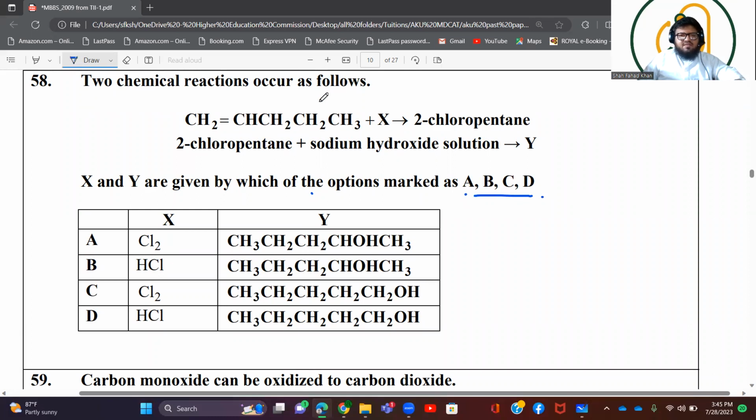X is right here reacting with this molecule to form 2-chloropentane. 2-chloropentane would mean that chlorine is on the second carbon. So chlorine and the rest of it, just hydrogen has been added here. So these are three hydrogens here. So this means HCl has been added, because only then will you get 2-chloropentane.